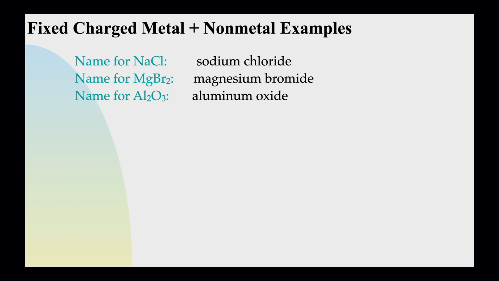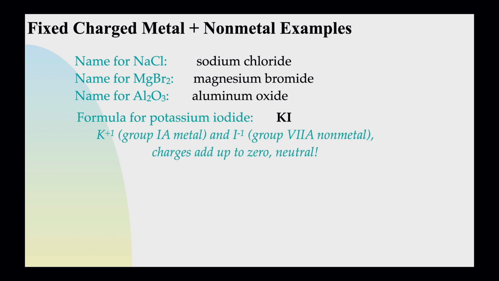Now let's go the opposite direction. Let's start with a name and go to the formula. KI is the formula for potassium iodide, because potassium is a positive 1 group 1A metal, and iodide is a group 7A nonmetal. Iodine becomes iodide, negative 1. 1 positive 1 plus 1 negative 1 goes to 0. KI is the right formula for potassium iodide.